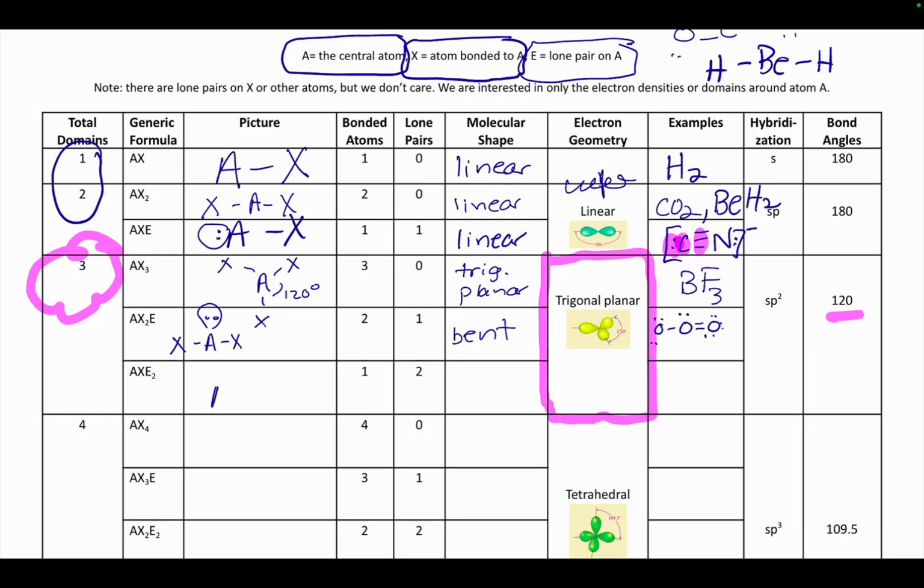Linear, we can also have A bonded to X, where A has 2 lone pairs. So this is not going to have a 120-degree angle like the rest, because in order to decrease the repulsion, it's going to go into a 180-degree angle. An example of this would just be diatomic oxygen.